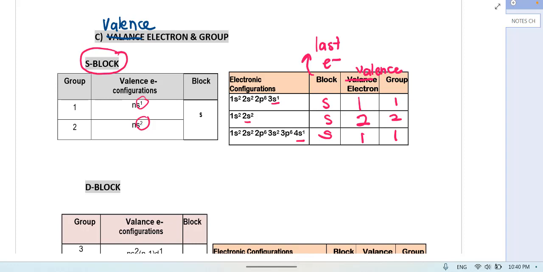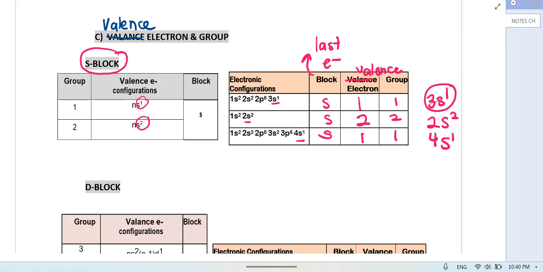So this is the valence electronic configuration. If the question asks you for the valence electronic configuration, your answer is 3s1. This is the valence electronic configuration. Same goes to this one: 2s2, 4s1. Valence electronic configuration is the configuration only for valence electron.